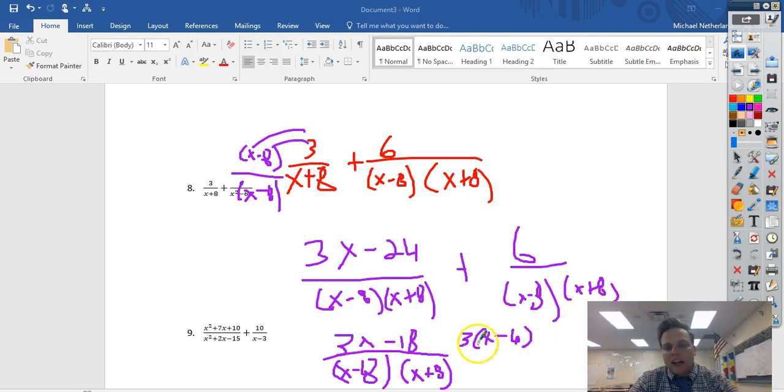Now, if you could cancel out the x minus 6 with, say, this x minus 8, you should do that. But you can't, so this is as far as you can go. Pretend this is your numerator over this denominator. So bam, that's your answer. All right, let's go to number 9.